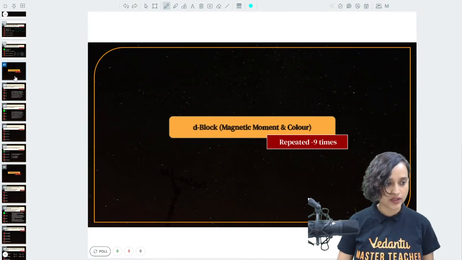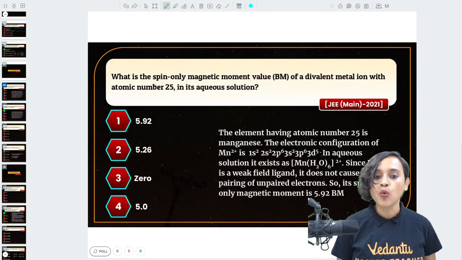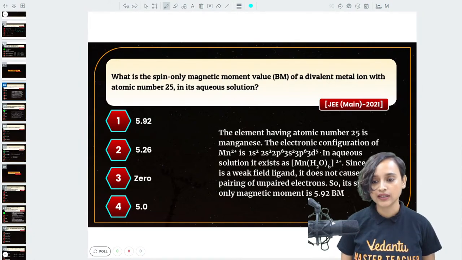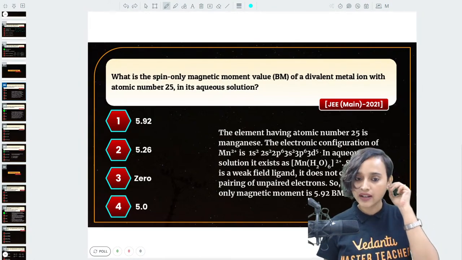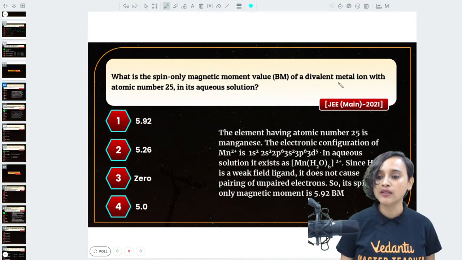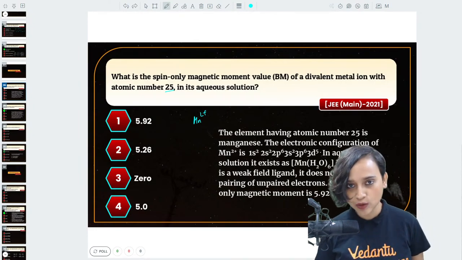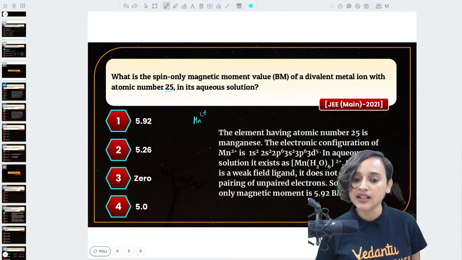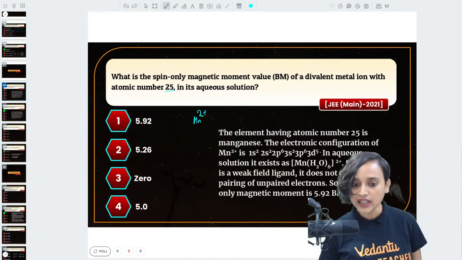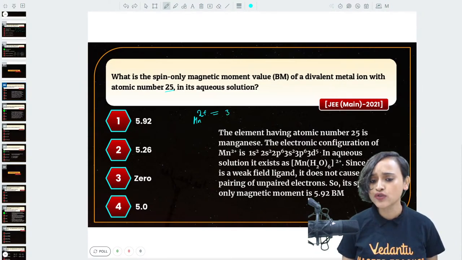Alrighty. Where is it that we are? Okay. So D block, magnetic moment and color. Let's check it out, guys. Now, what is the spin only magnetic moment value of a divalent metal ion? Divalent, that means it is Mn2+, atomic number 25, absolutely, manganese makes sense. Manganese has atomic number 25, isn't it? Divalent means 2+, that means that it is 3d5 4s2, so 3d5, 5 unpaired electrons, so obviously 5.92.